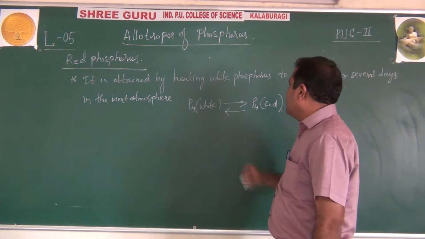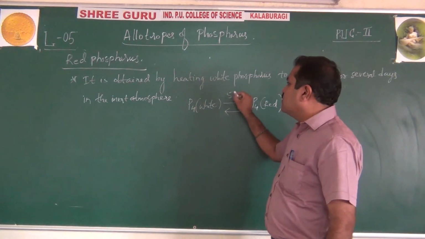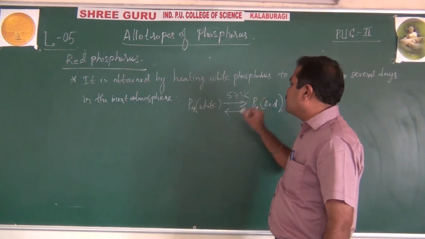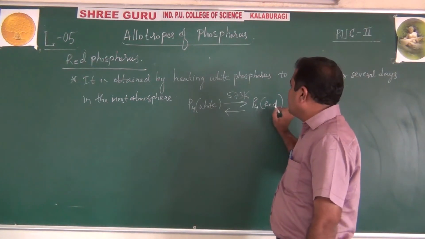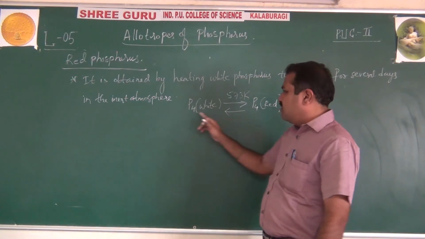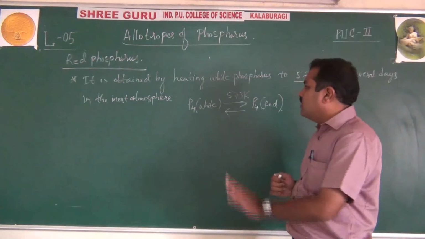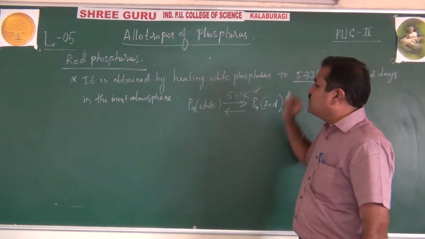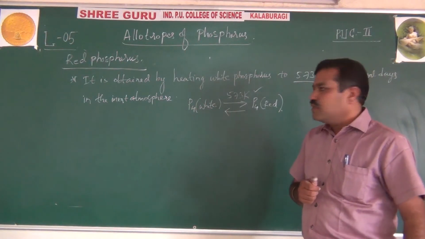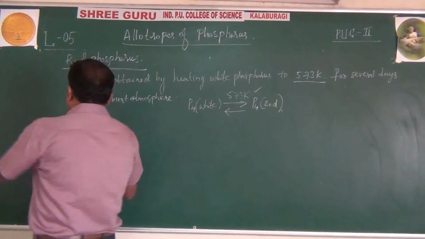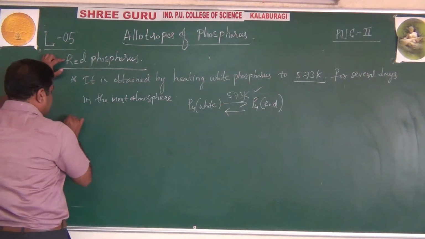Remember, these are interconvertible. Above 573 Kelvin you will get P4 red; below that 573, you will once again get back P4 white. This is the transition temperature from white phosphorus to red phosphorus. Next, the structural features.